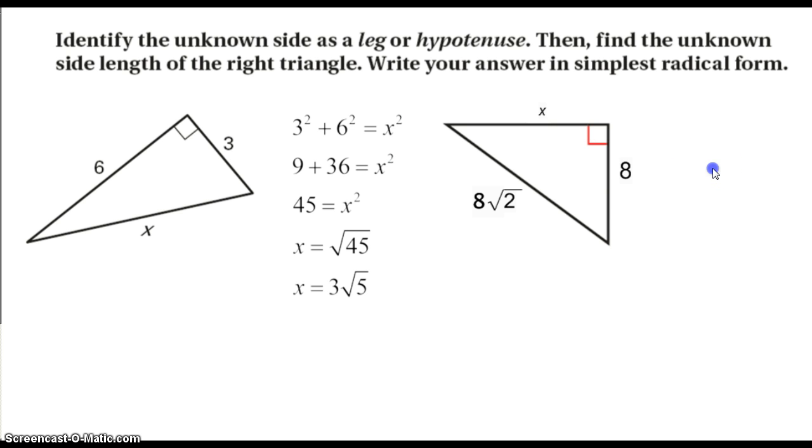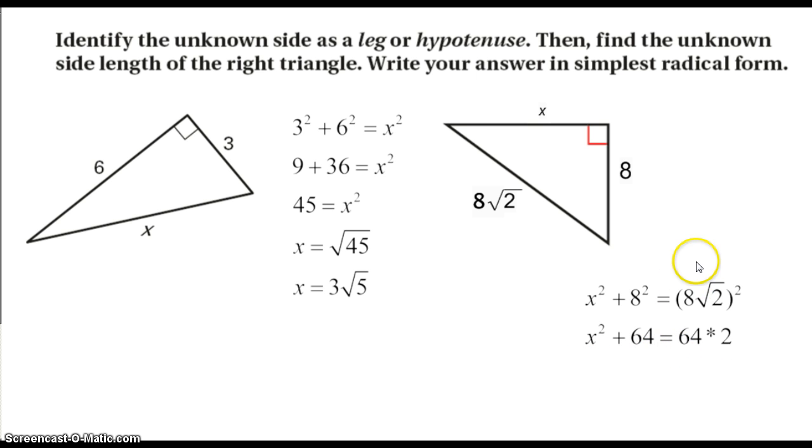Let's look at the next one, and the only thing that's funny is that you're going to have to take 8 the square root of 2. So let's look at this. When we set this up, it's going to be x squared, because it's a leg, plus 8 squared equals. And remember, we're going to have to square both 8 the square root of 2 squared. When we get our next step, it's x squared plus 64 equals.